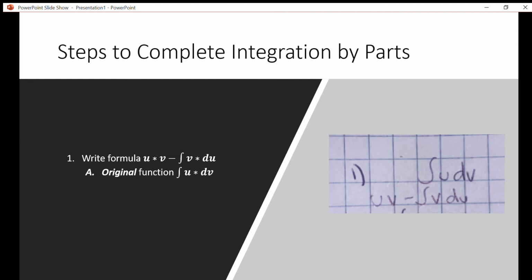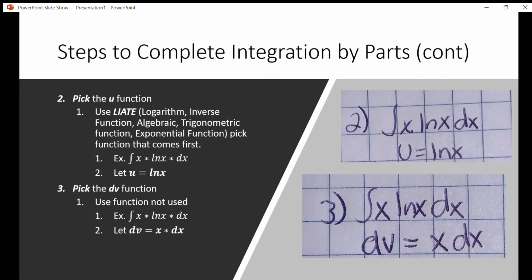Now, this is not a very complicated process, but what makes it complicated is what we use inside of the integral. You'll see that later on as you have more examples, but right now we're going to use something simple so we can understand it. So now we're going to pick our u function. As you saw in the previous slide, we had a u function and a v and a du and a dv. The way we pick our u function is we use LIATE: the logarithm, the inverse function, an algebraic function, the trigonometric function, or an exponential function. Whichever one comes first is our u.